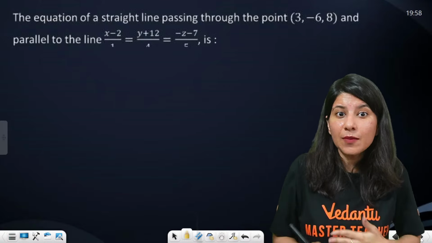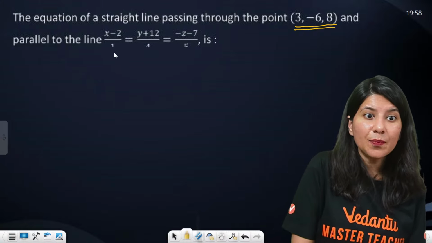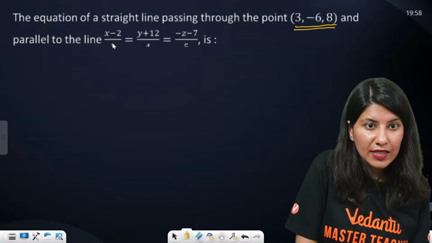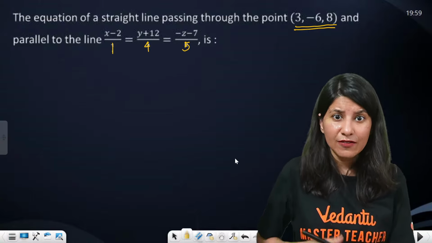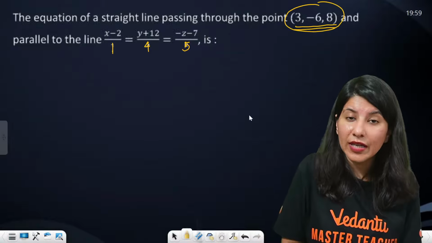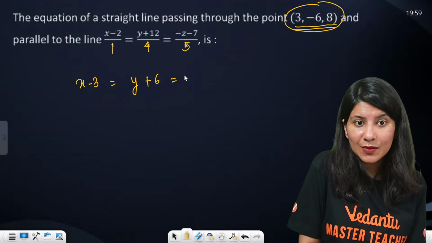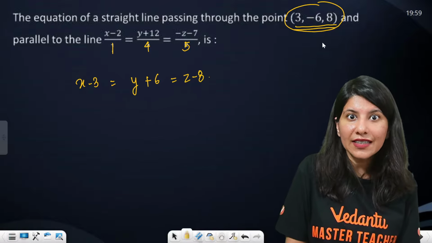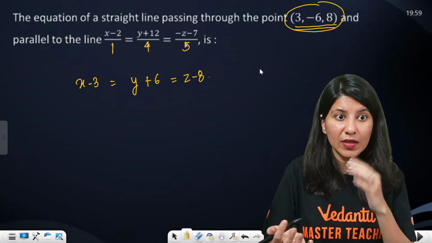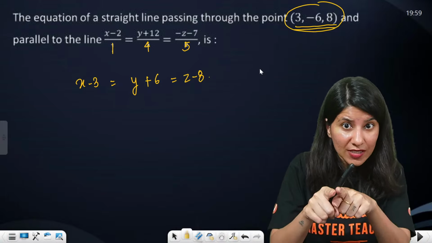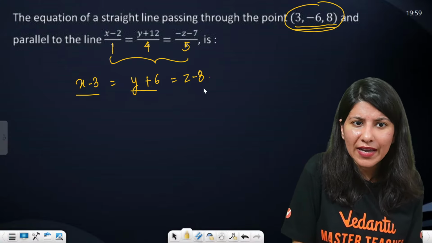The equation of straight line passing through the point 3, 8 and parallel to this line which is having this. Okay, this equation of straight line is passing through this point. So x minus 3 is equal to y plus 6 is equal to z minus 8. Right? This is the formula basically: x minus x1, y minus y1, z minus z1. Now, equation of straight line passing through this point and parallel to this line.